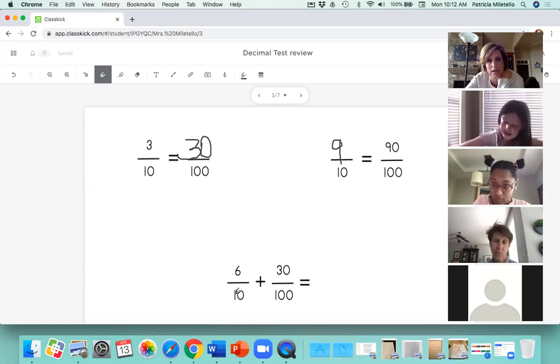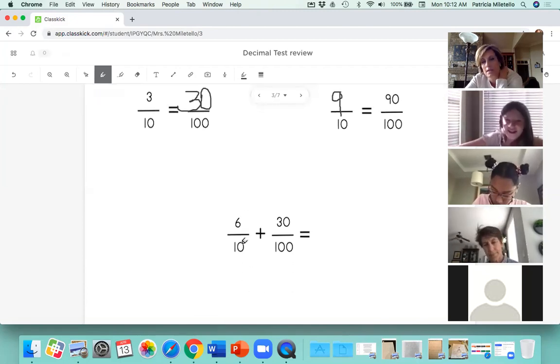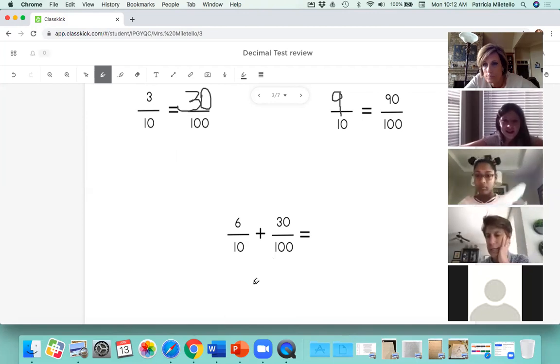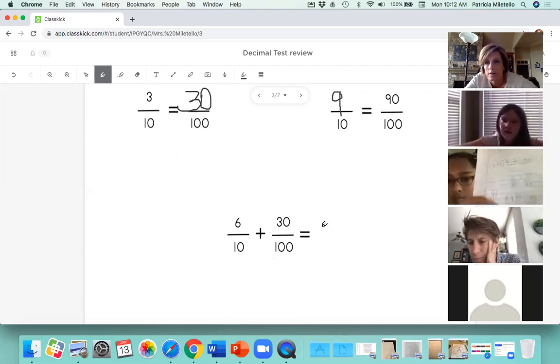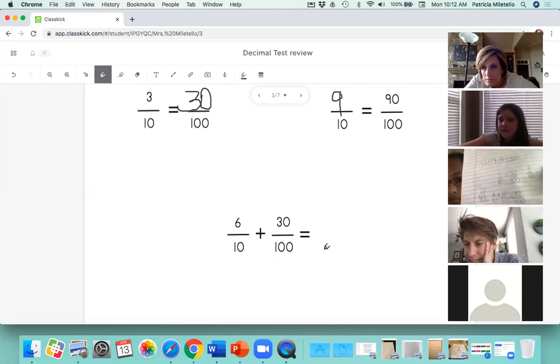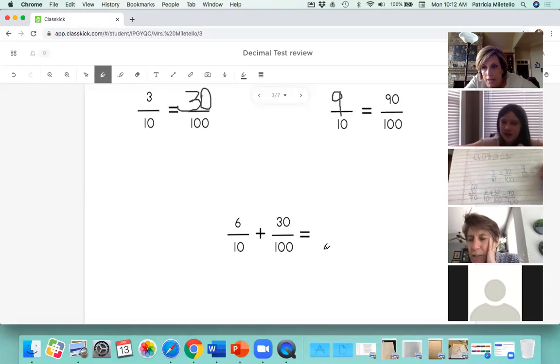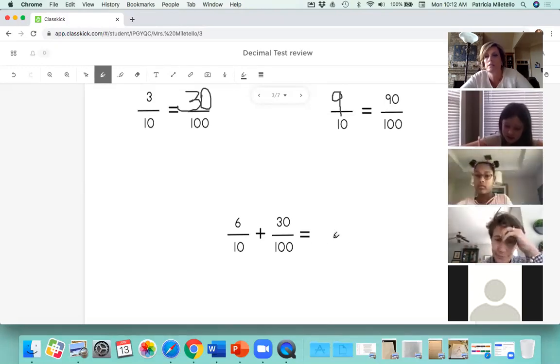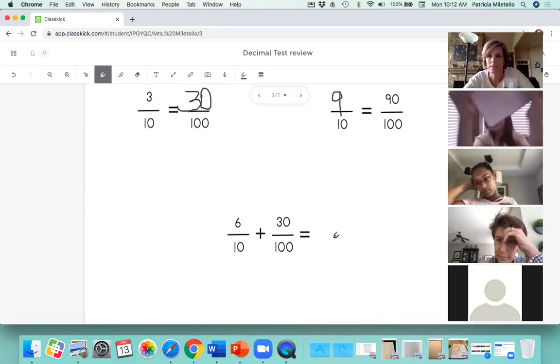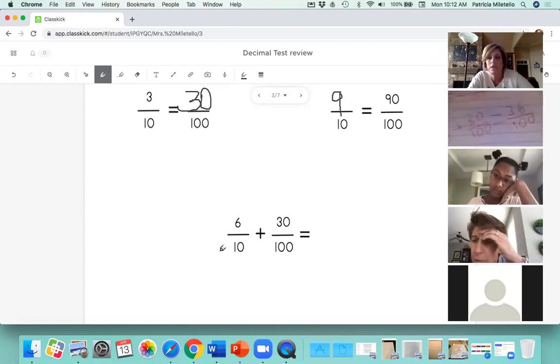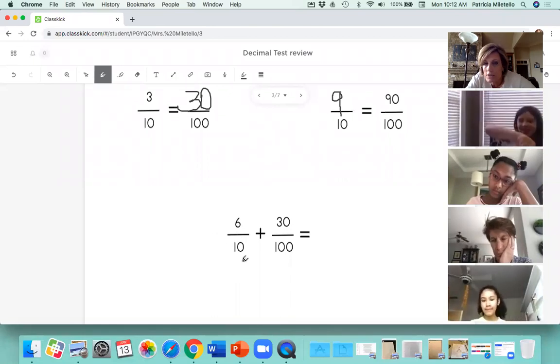Okay, so let's look at this one down here. 6/10 plus 30 100ths. Gabby, are you still there? I can't see you. Remember, you have to get to the least common denominator. Adeline, that's correct, you just didn't show it. Peyton, your denominators have to be the same.